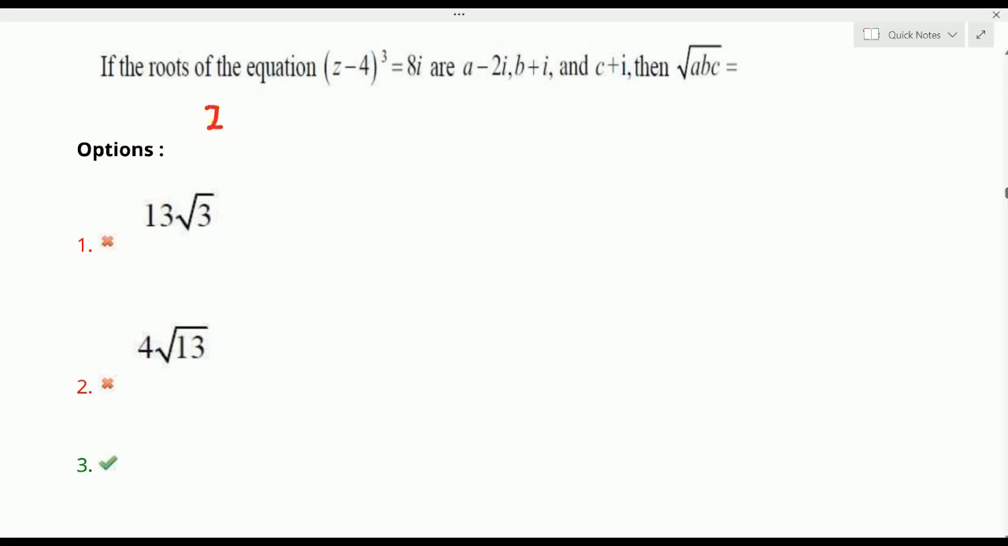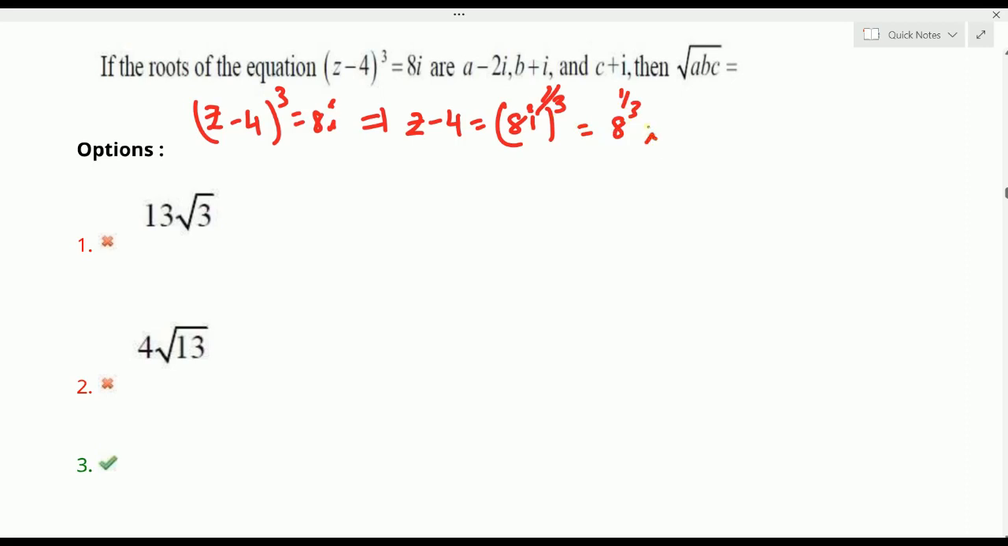Once again I'm writing (z minus 4) whole power 3 is equal to 8i. Shall I write it in the form of z minus 4 is equal to (8i) whole power 1/3. Then again I'm writing 8 power 1/3 into i power 1/3. 8 power 1/3 is (2 cube) whole power 1/3.